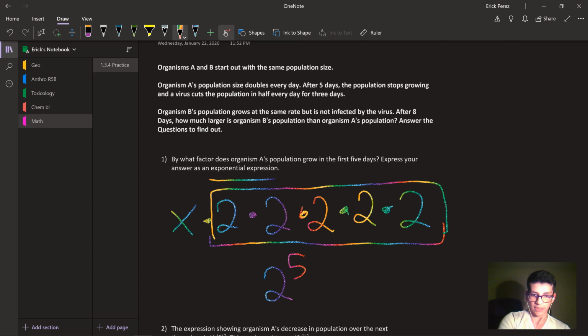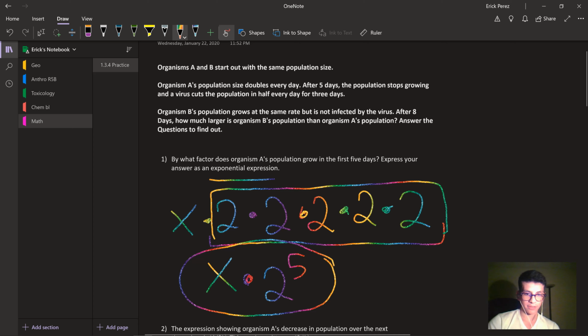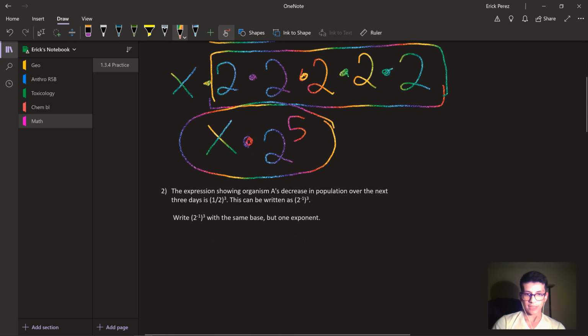Remember, we still have to multiply the original population, which is X. So this is our answer: X times 2 to the 5. 2 to the 5 is the factor by which the population grows. Okay, so not too bad. Remember, when multiplying the same number over and over again, you count how many times it shows up, 1, 2, 3, 4, 5, then we put it to the 5th power. Okay? So the next one.